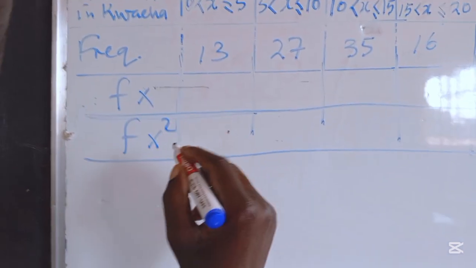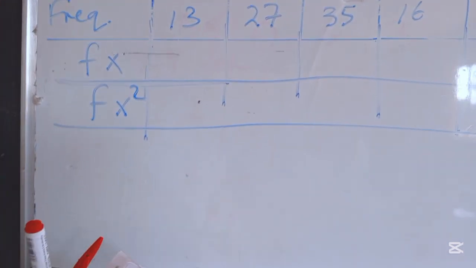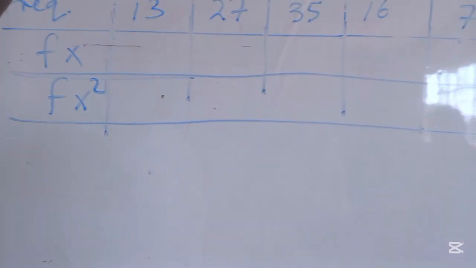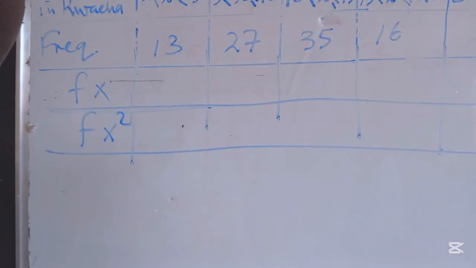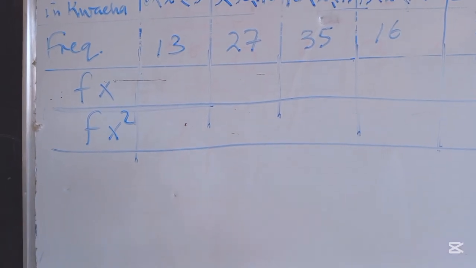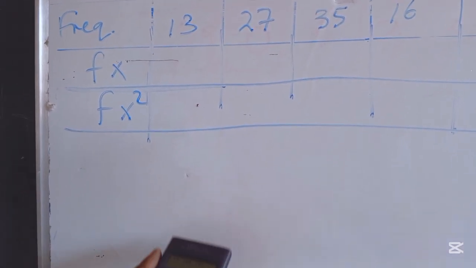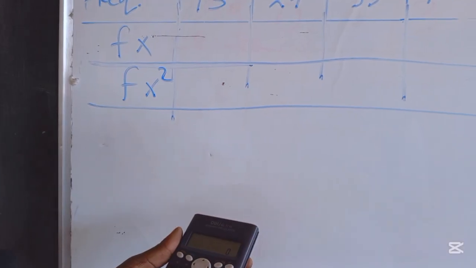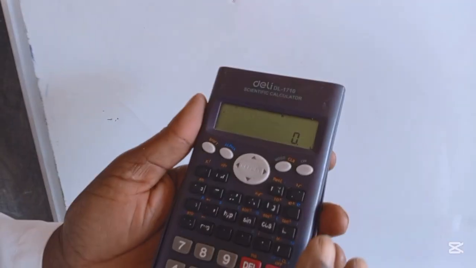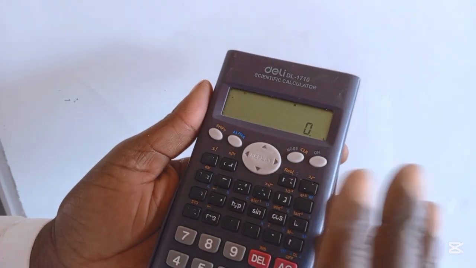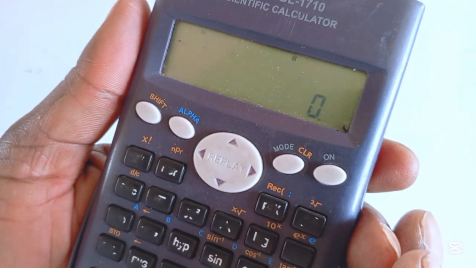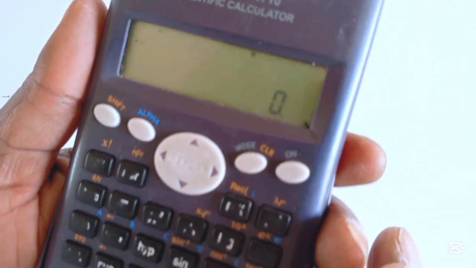So I'll start with fx. You get a calculator. So how do you get it? Since I'm getting a calculator, we are going to do it like this. Mind you, be careful, you have to set your calculator in the correct mode. You have got to go for the mode. Let it be on standard, not on other modes like standard deviation.